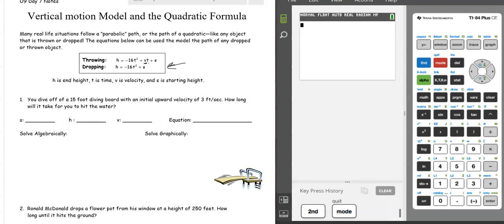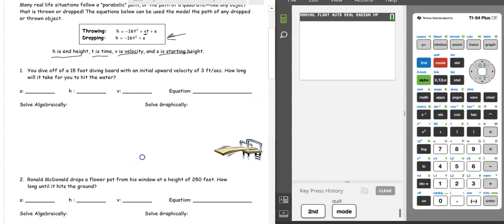So here's what each variable stands for. h is your ending height, where the object ends. t is time. That's the one we're always going to be solving for. v is velocity, which an object has if it is thrown. And s is starting height. So let's take a look at an example.